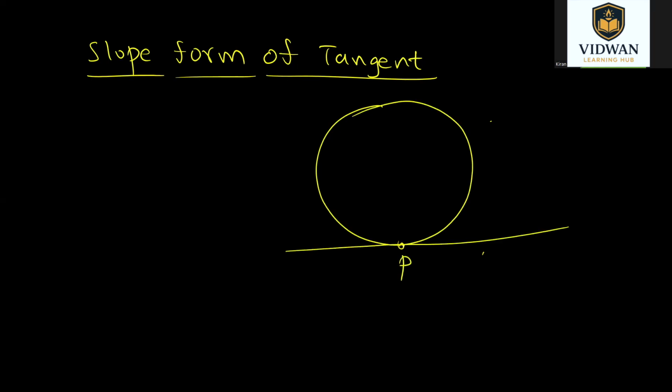some point, but this time the coordinates of P are not given, but you are given this line as some y equal to mx plus c. And say the circle is in short form, we'll take x square plus y square equal r square as a simple circle.